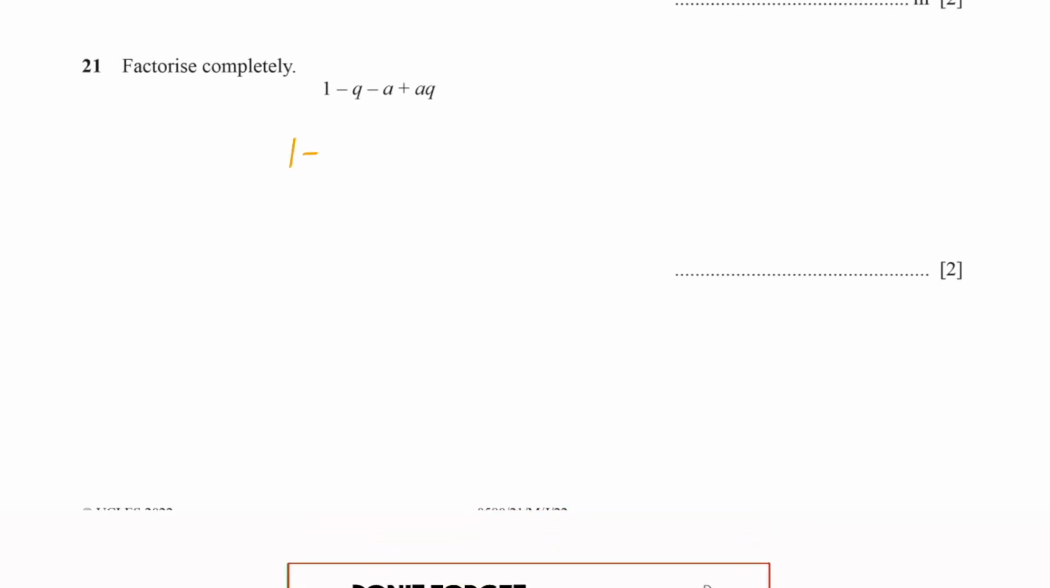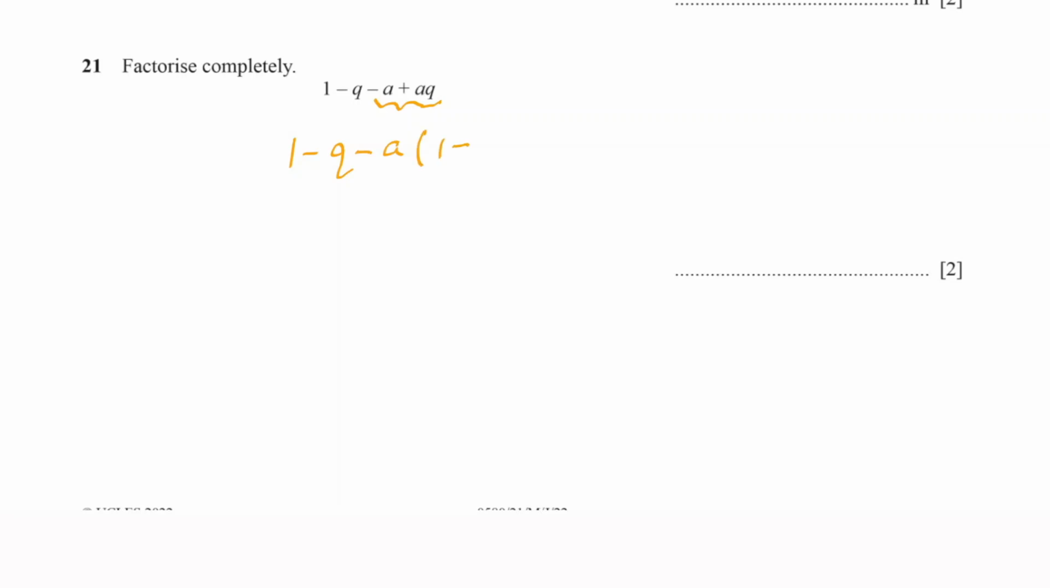Question number 21, factorize it completely. So in this, if you remember middle term split factorization, this is going to be very easy. So I'm going to write this 1 minus q. If I take a out from this as common, I'll get a as common.